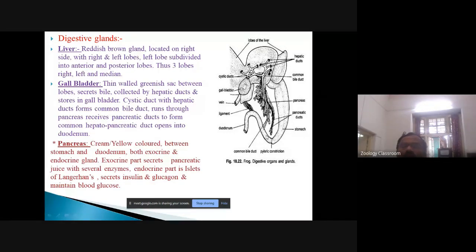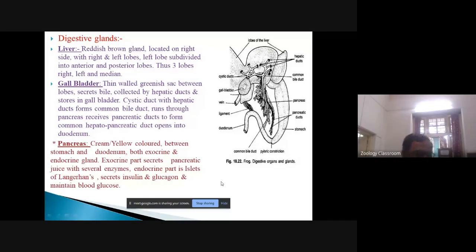While the endocrine part, if you see it in the transverse section of the pancreas, the pancreatic acini are there, and in between the pancreatic acini, groups of cells are present. These are known as the islets of Langerhans. These are patches of cells known as the islets of Langerhans. Three types of cells are present in those islets.